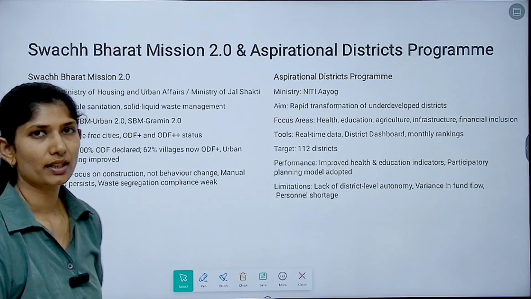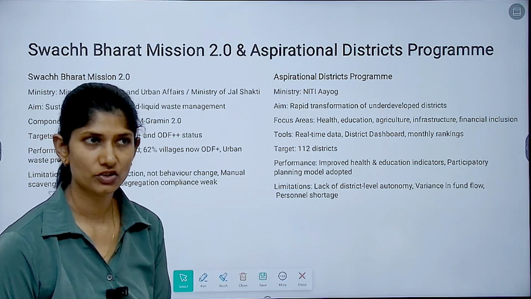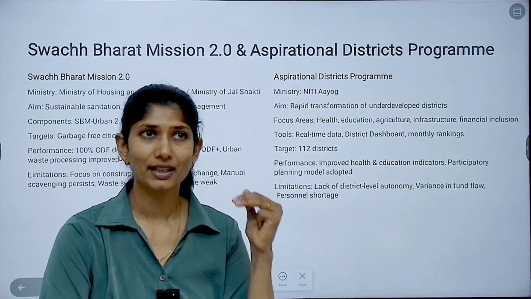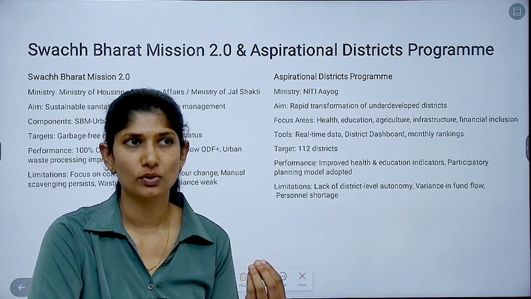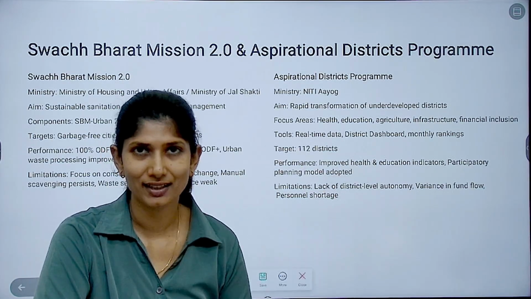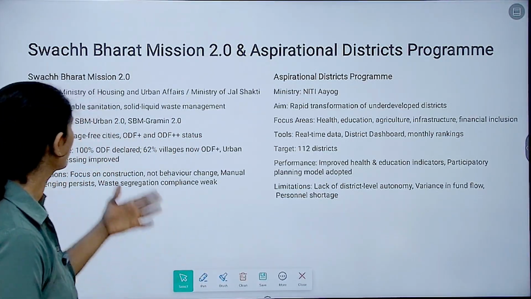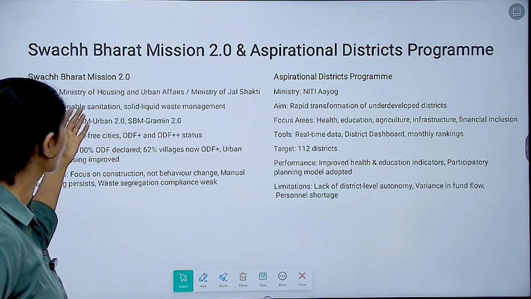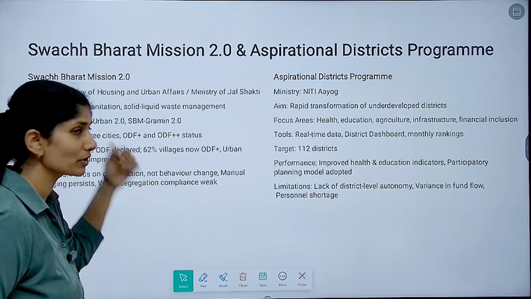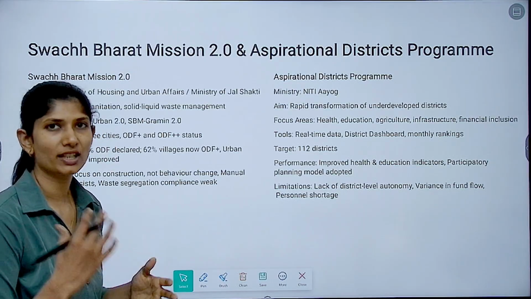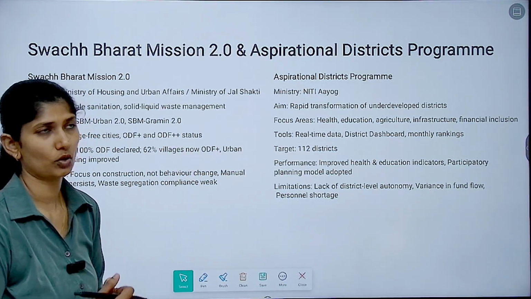Next is your Swachh Bharat Mission 2.0 and Aspirational Districts Program. Swachh Bharat, we all know, is a cleanliness drive. There are various sub schemes under Swachh Bharat, where you have the Swachh Bharat Mission with respect to open defecation, clean Ganga, and also maintaining clean river bodies, lands. So in that we have different things: Swachh Bharat Mission Urban 2.0, Swachh Bharat Mission Gramin 2.0. We also have garbage free cities, ODF, open defecation free plus, open defecation free double plus statuses that are also awarded.